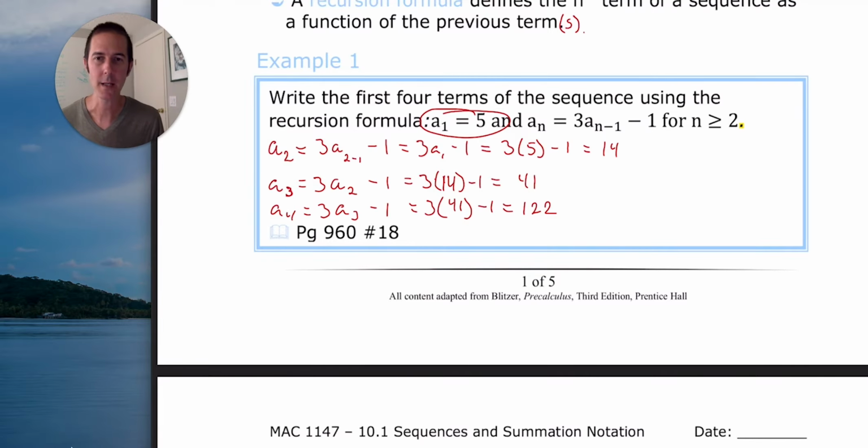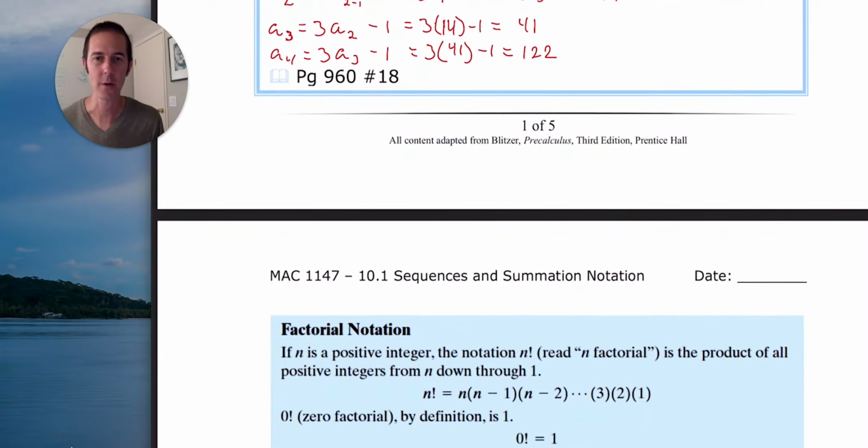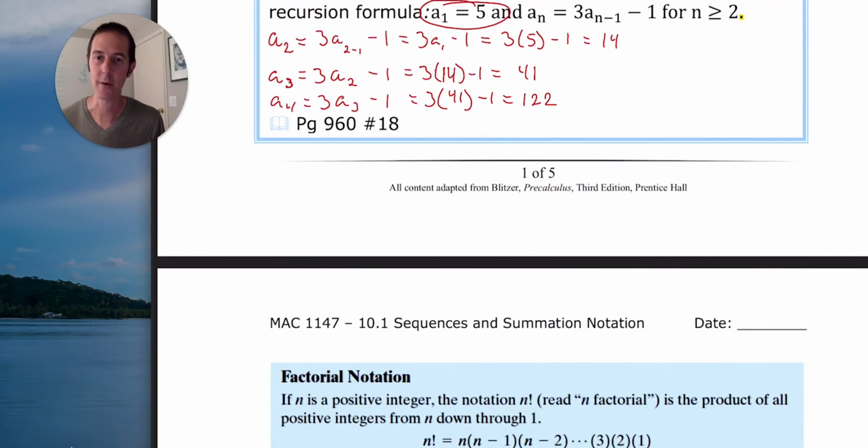Hopefully you're getting the idea that a recursive formula requires you to know the preceding value in order to calculate the next value. The famous one is Fibonacci. The Fibonacci sequence says that the nth term is equal to the term that came before it plus the term that came before that one. So a sub n equals a sub n minus 1 plus a sub n minus 2.